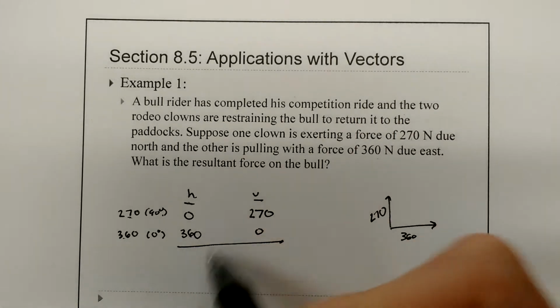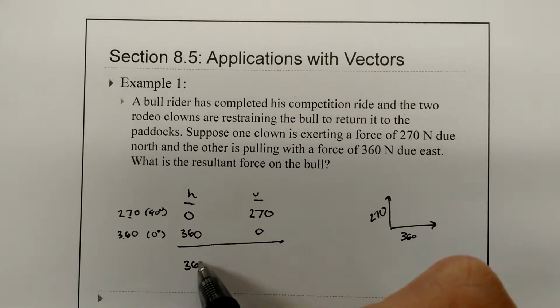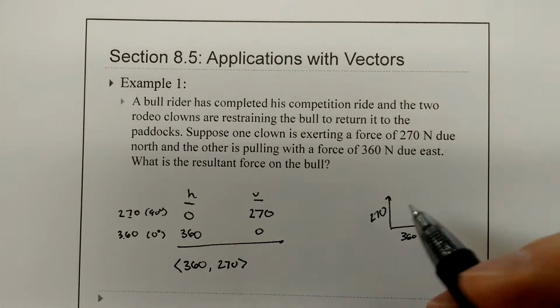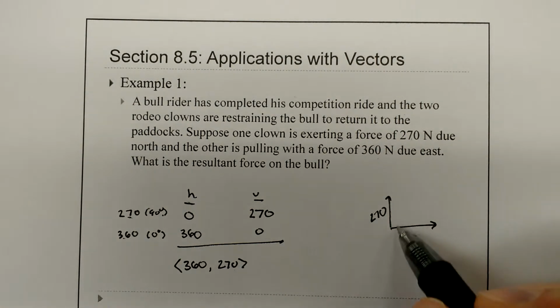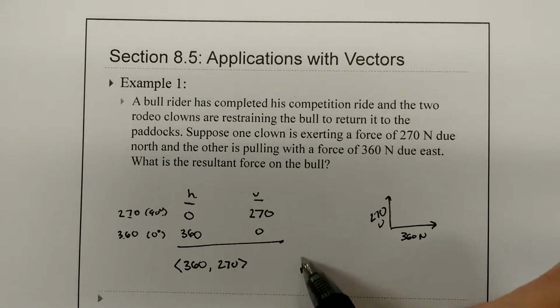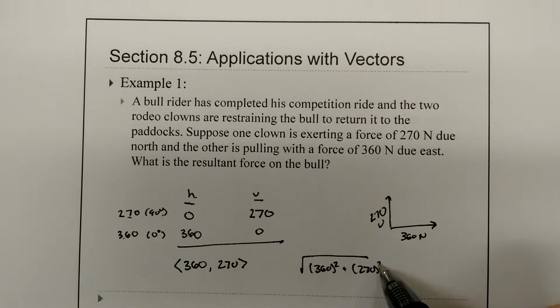Then you can sum these up to get the resultant vector. So 360, comma, 270 is the resultant vector. So what is the resultant force on the bull? The resultant force is the magnitude of this vector. To find the magnitude, you take the square root of the sum of the squares of your components. So 360 squared plus 270 squared, take the square root. They're applying a total force of 450 newtons to the bull.